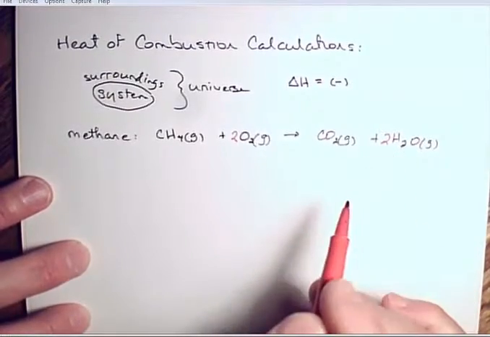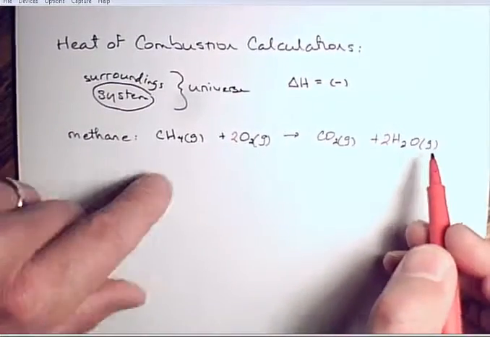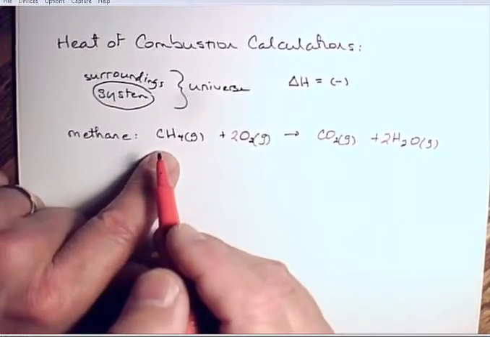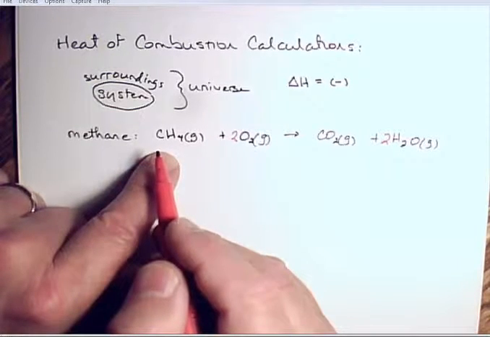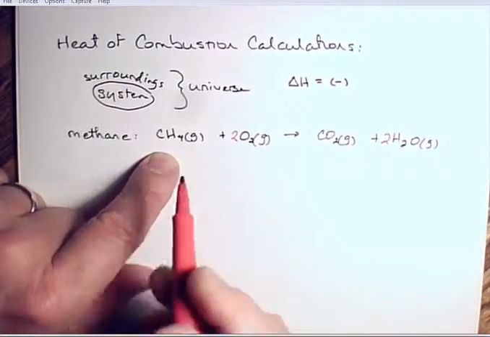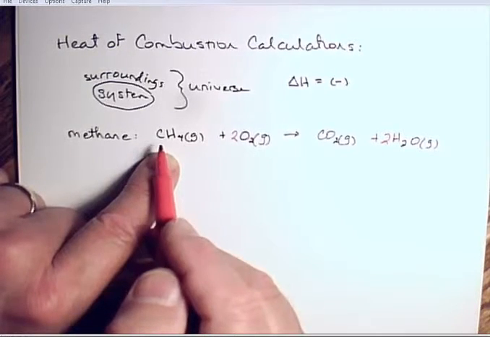So this is now balanced, and what you don't know yet is that when you burn this, if I burn 1 mole of this, now mole is the SI unit for the amount of substance. If I burn 1 mole of this stuff, it will produce 890 kilojoules of energy, mostly heat energy. There'll be some light too.